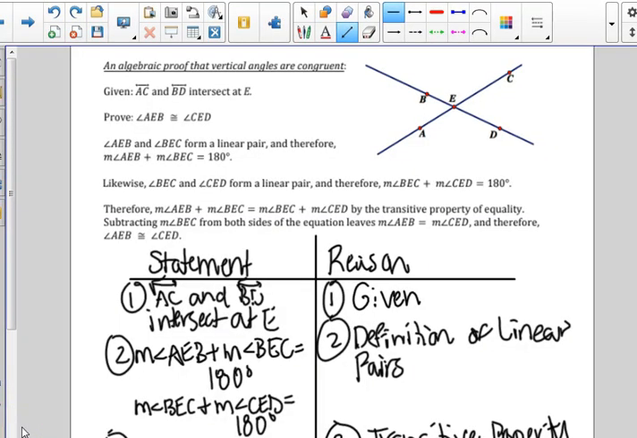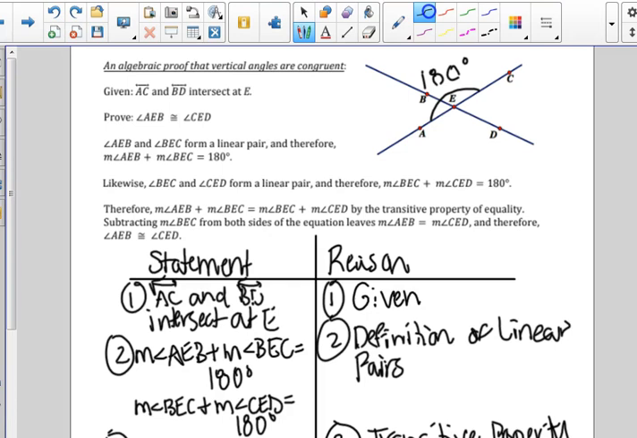So in the first task, we were given that line AC and line BD intersect at point E, and we were asked to prove the angle AEB is congruent to angle CED. So what we have to do is use our geometry knowledge, and what we know based on this diagram. So the first thing we said in paragraph form was that angle AEB and angle BEC form a linear pair. If you recall from our previous lessons, that means that they add to a sum of 180 degrees.